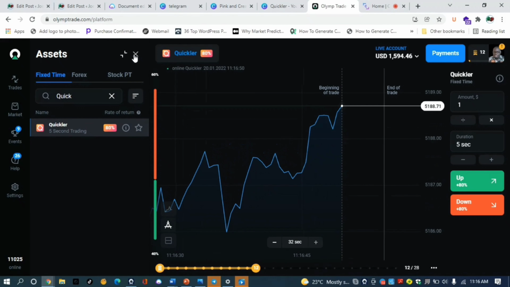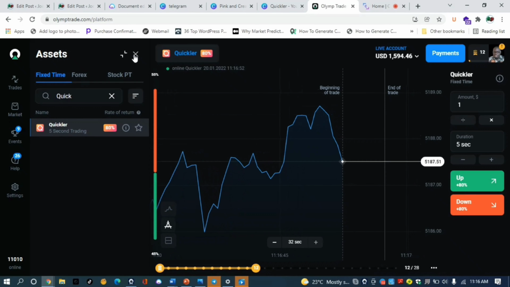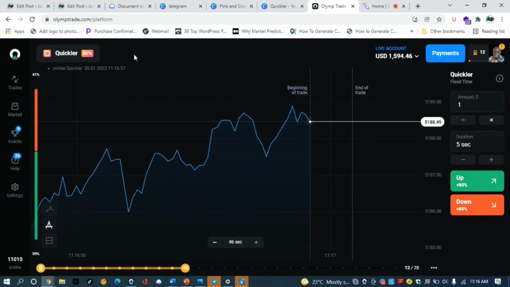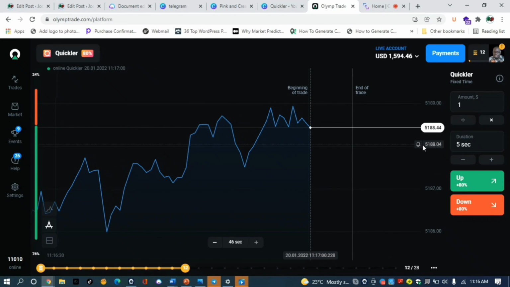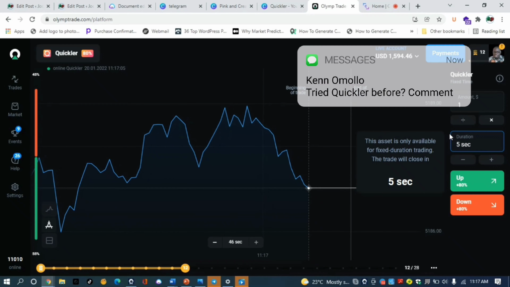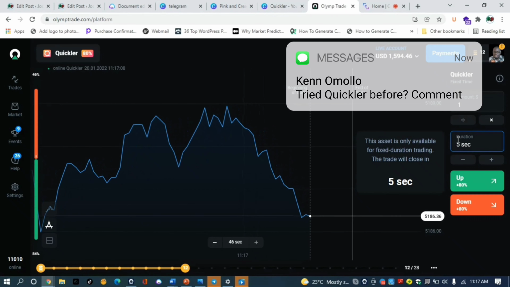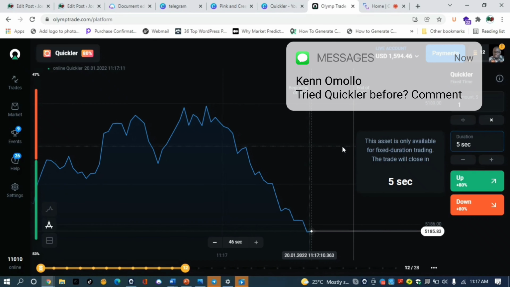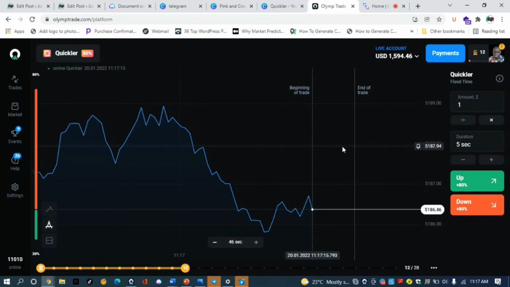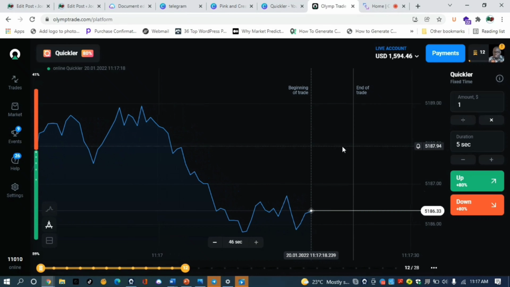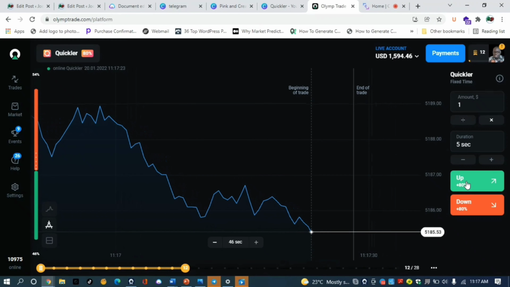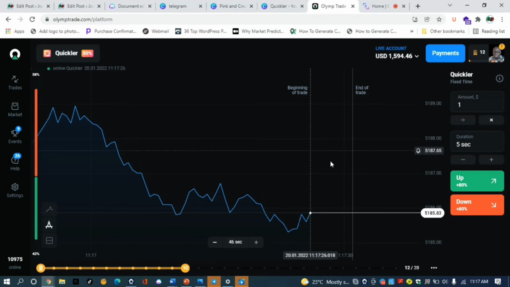Okay, for those who don't know how the quick trading works, quick is a simple trading strategy that you can use in Olymp Trade. It is an asset that you can use to make money in 5 seconds. If you look at the duration at the moment on this chart, it is at 5 seconds. So this is the minimum duration that you can trade in Olymp Trade at the moment. It means that if you trade with this duration, then each and every time 5 seconds lapses from the period you place your trade, it will end and you'll either make money or lose money.